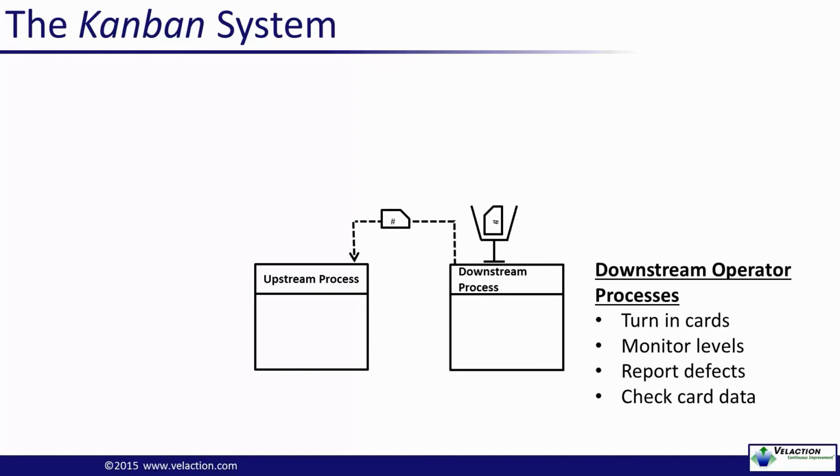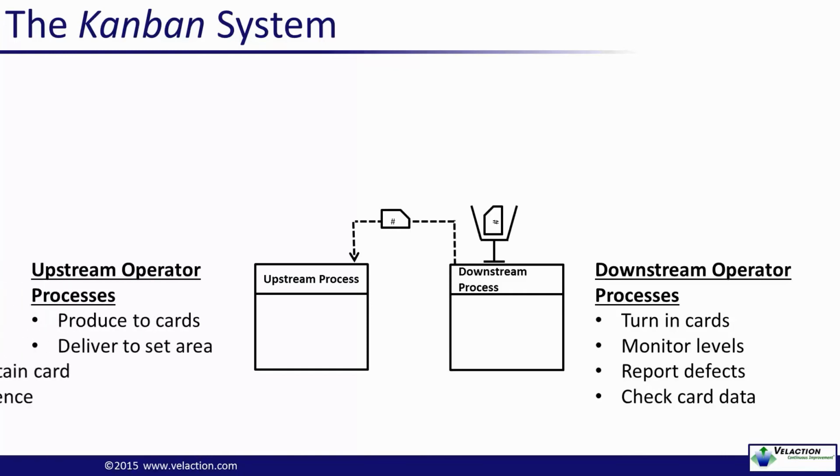The downstream operator also has several other responsibilities. Most of these relate to maintaining the health of the system. They need to be trained to identify problems or opportunities with the levels of materials. Basically, that means they have to be able to recognize if there is too much safety stock or not enough. Of course, they also need to watch for damaged cards and to make sure that the card data is accurate.